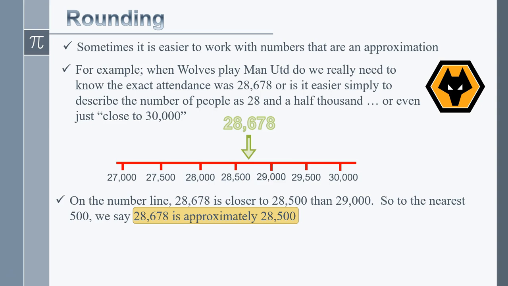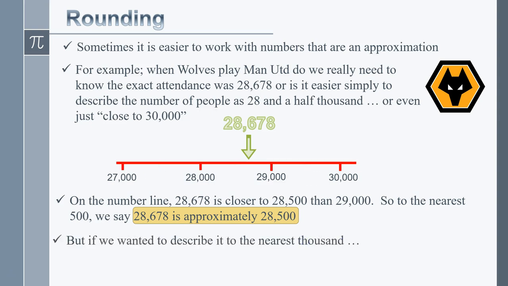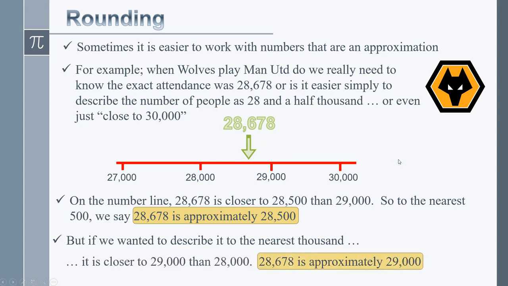Now, in this example I talked about the nearest 500, but it might be that we want this to the nearest 1,000. So let's have a look at a number line to the nearest 1,000. There it is, I've taken away the 500s. And now we can see which number to the nearest 1,000 is closest to our value. Clearly it's 29,000. So to the nearest 1,000, 28,678 is approximately 29,000.